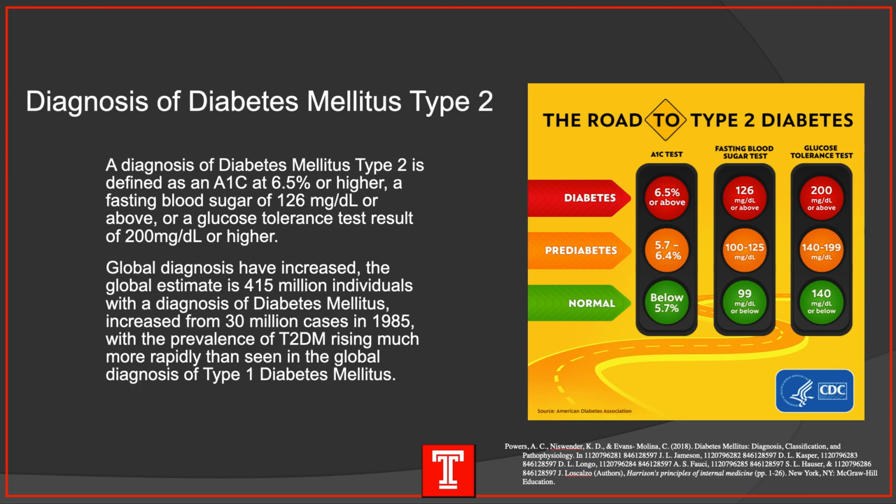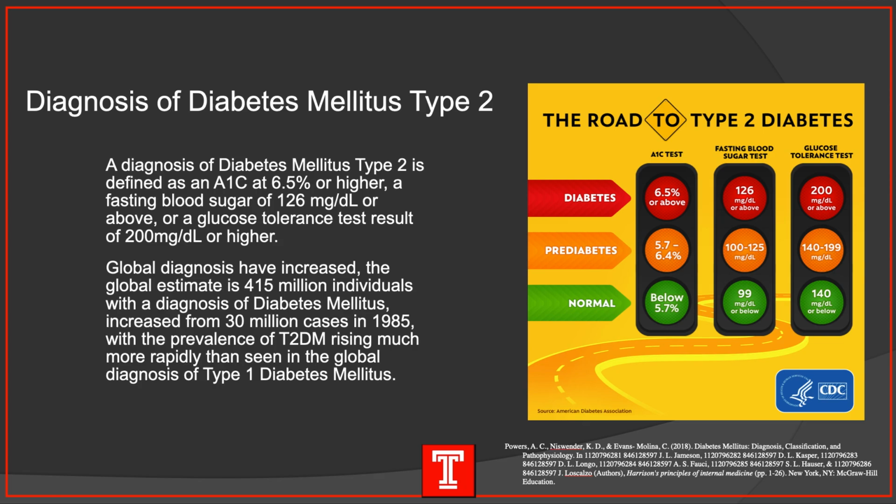A diagnosis of diabetes mellitus type 2 is defined as an A1C at 6.5% or higher, a fasting blood sugar of 126 milligrams per deciliter or above, or a glucose tolerance test result of 200 milligrams per deciliter or higher 2 hours after an oral glucose tolerance test.